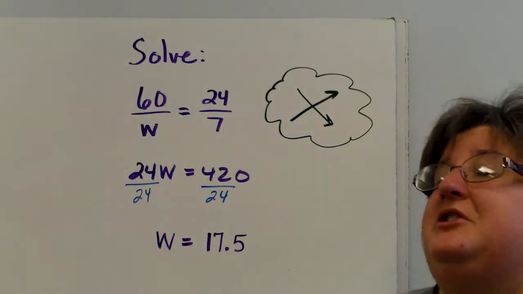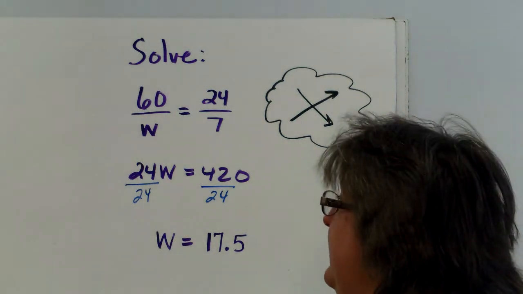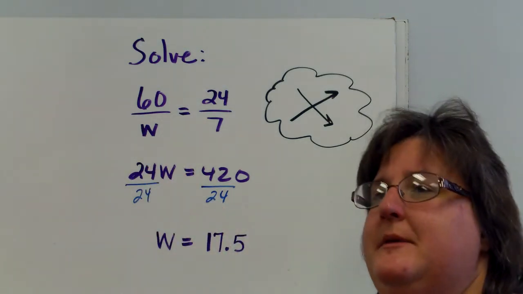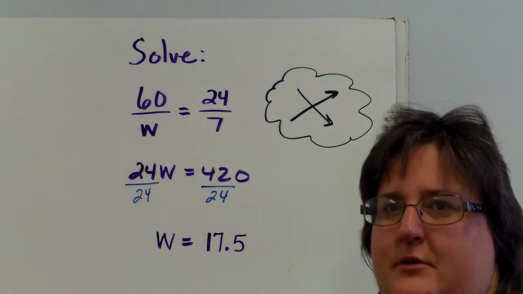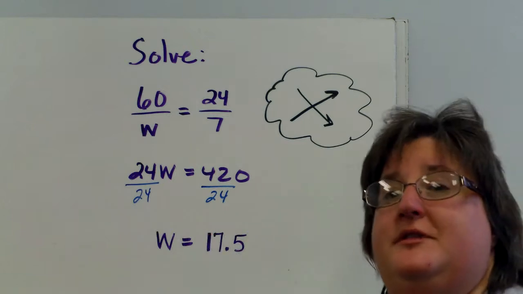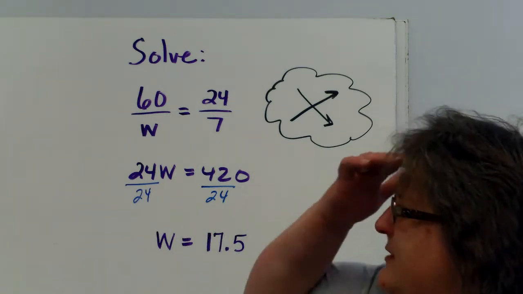Now, let's actually take another step with that information and actually try to solve a proportion. Notice to solve means there's something missing, unknown, a gap. And we have 60 is to W, whatever W is, and 24 is to 7. Those are set equal to each other. So we have to find that missing piece. So let's take a look.